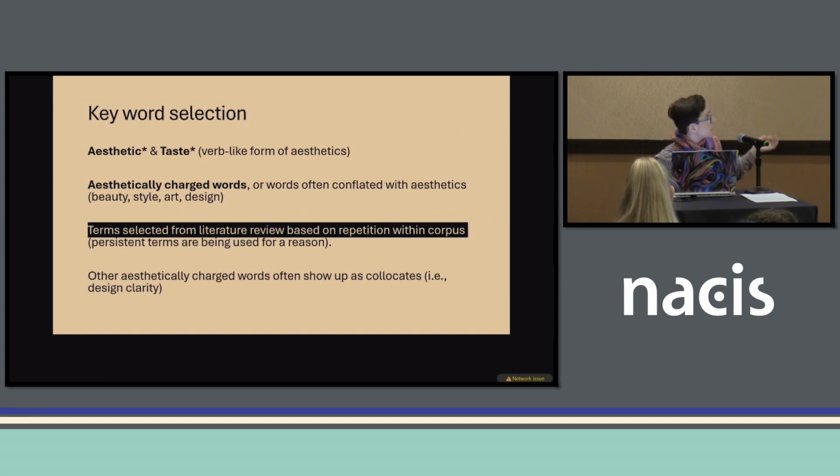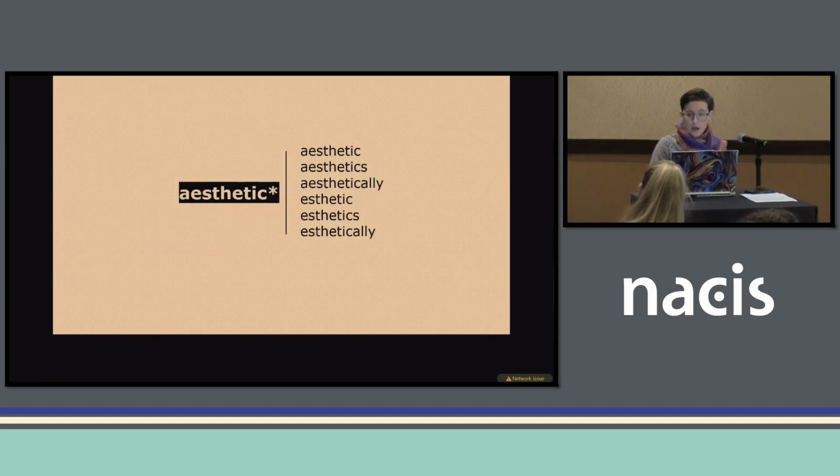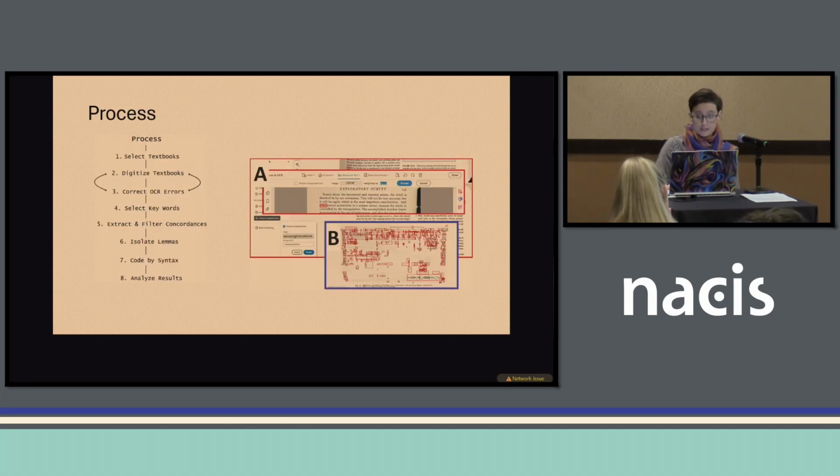But frequently other important words that may be familiar to cartographers, like clarity, often showed up as collocates. So I wanted to look at all instances of the use of these keywords in the corpus rather than just look at one variant. So what you see here is a lemma, aesthetic, and then you see all the inflected forms of aesthetic. And so I actually picked up all of these within my analysis.